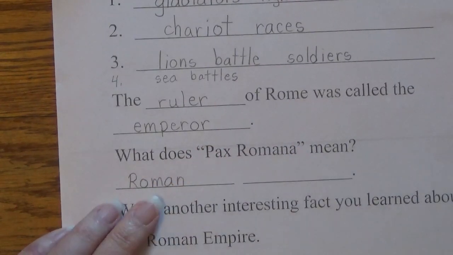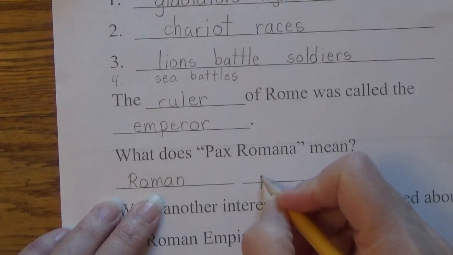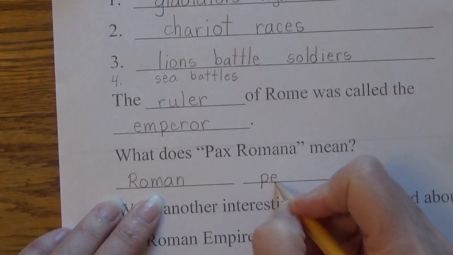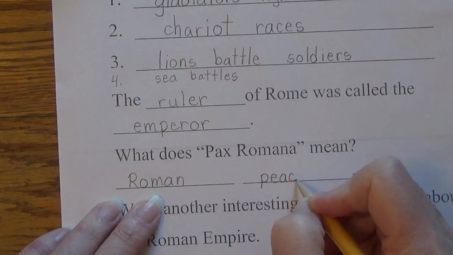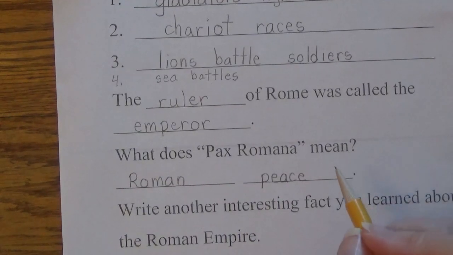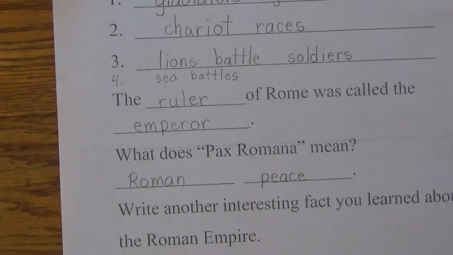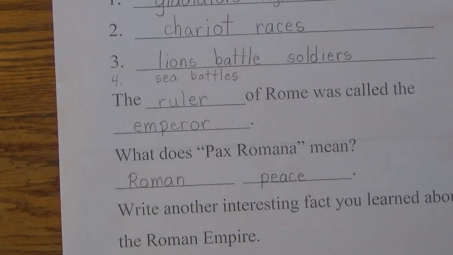R-O-M-A-N, because this is a name of something. Roman, and Roman is capitalized, excuse me. Roman peace. P is a rule breaker, so make sure it falls beneath that line. Roman peace. Anytime you're writing, make sure you're practicing good handwriting skills. You want people to be able to read all those words you wrote. You spent all that time writing, so make sure it's legible. Practice it as you're writing. This is the perfect time to practice your handwriting skills.